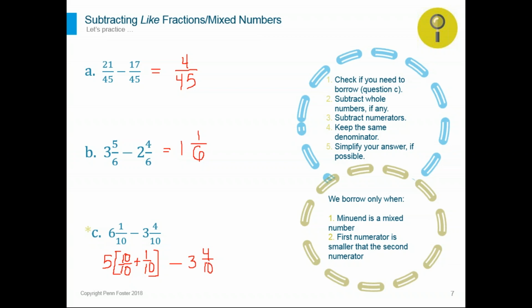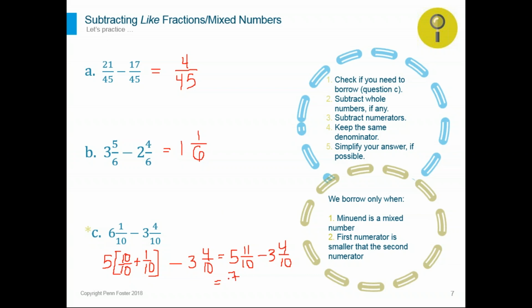4 over 10. Let's combine the two fractions here and rewrite our problem as 5 and then 10 plus 1. It's an addition, same denominator, follow the rules for addition. 10 plus 1 is 11 over 10. And we still have to subtract 3 and 4 over 10. Now look at the problem. 11 minus 4, yes, we can do it. We have common denominators, so all we have to do is apply the same rules we did with number B. 11 minus 4 will give you 7.